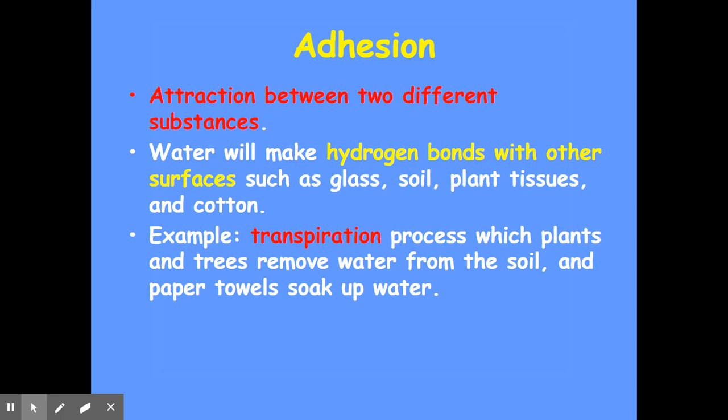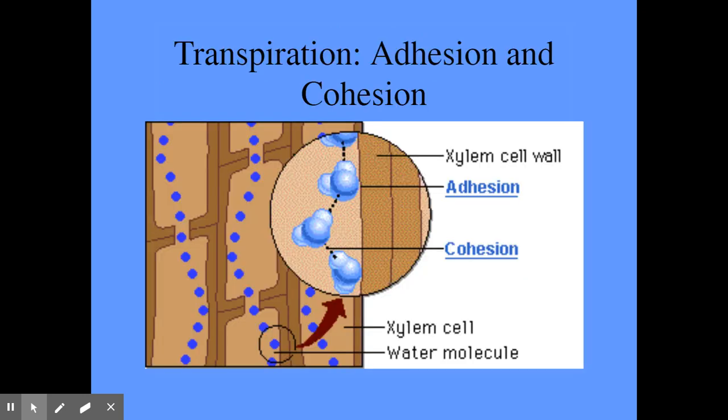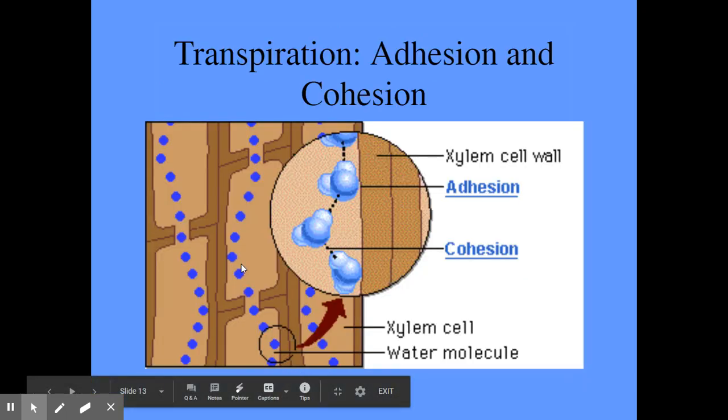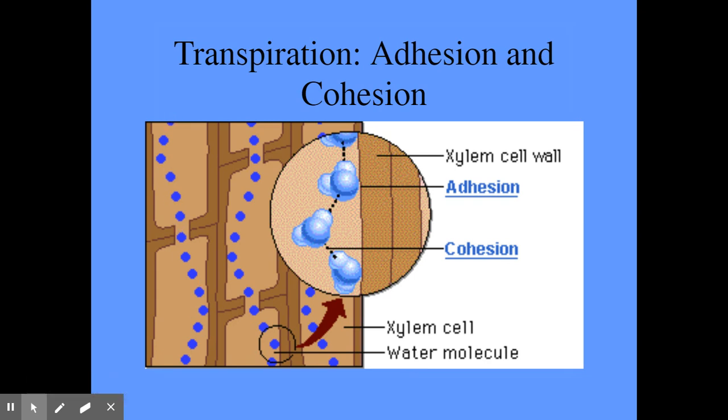Now, an example of transpiration is where plants can take water from the soil and move it from the roots all the way up to the top of the tree. So here's a picture of that. These blue dots represent water going up the tiny tubes of wood in the plant.